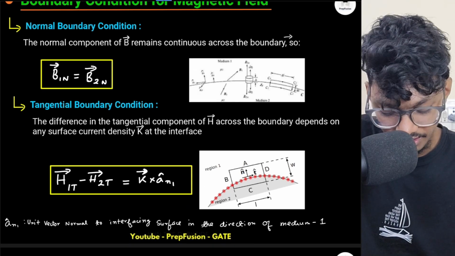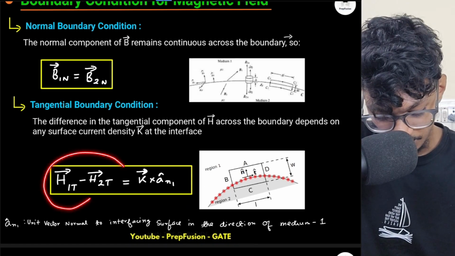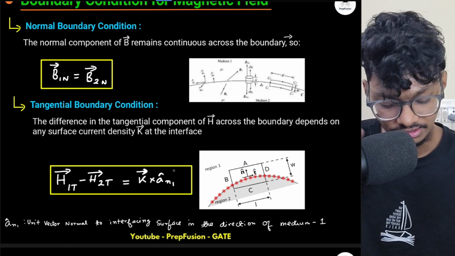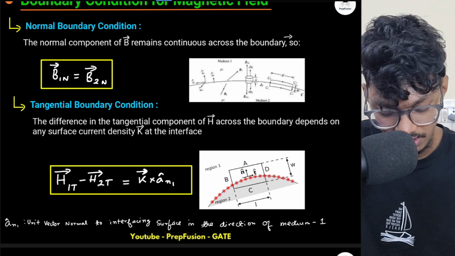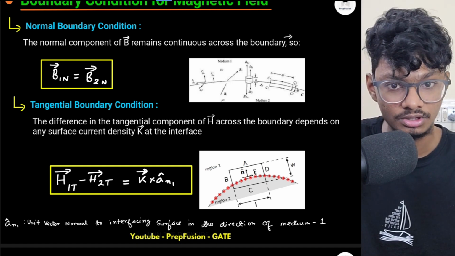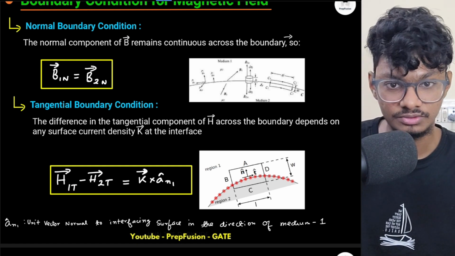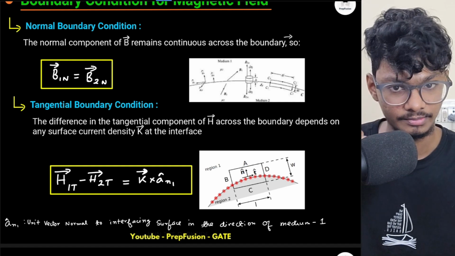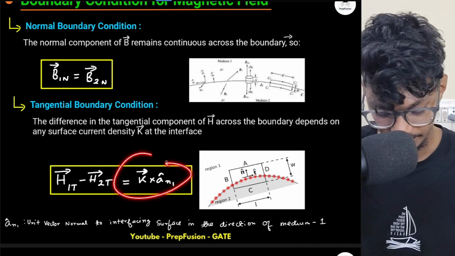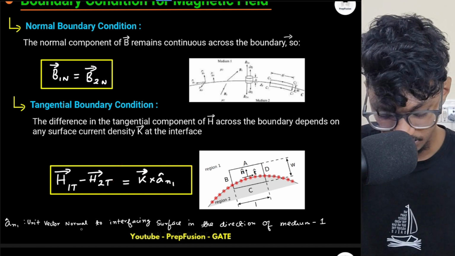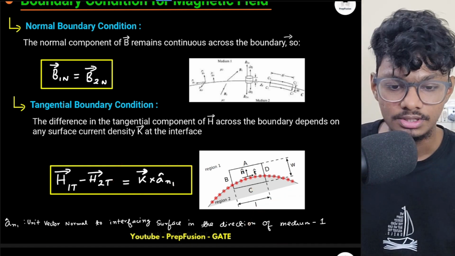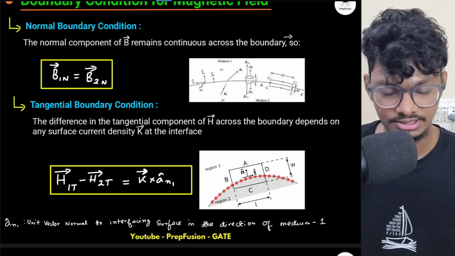In the tangential component, the difference will be equal to K cross an1. I understand that you don't understand what this an1 is. H1t and H2t you can relate with the magnetic field, where the normal components' subtraction was equal to rho s, if you remember roughly. So don't worry, I will derive this. You don't have to understand this right now. An1 for now is the unit vector normal to the interfacing surface in the direction of medium 1. So don't worry, I will derive this, then we will understand this further.